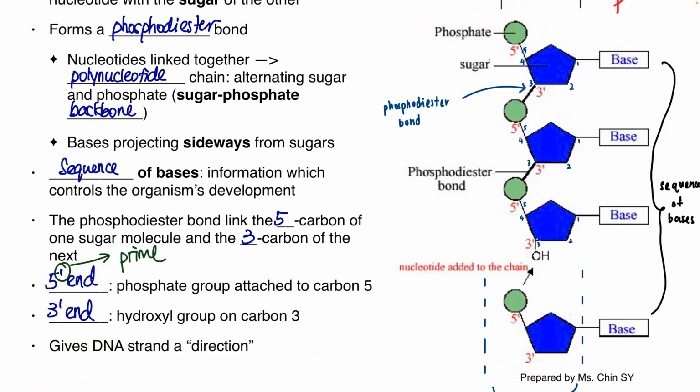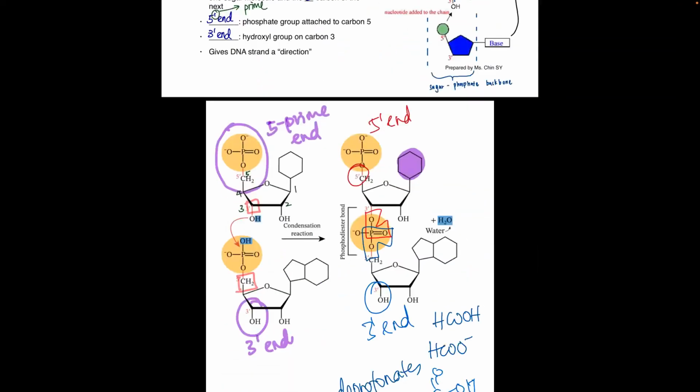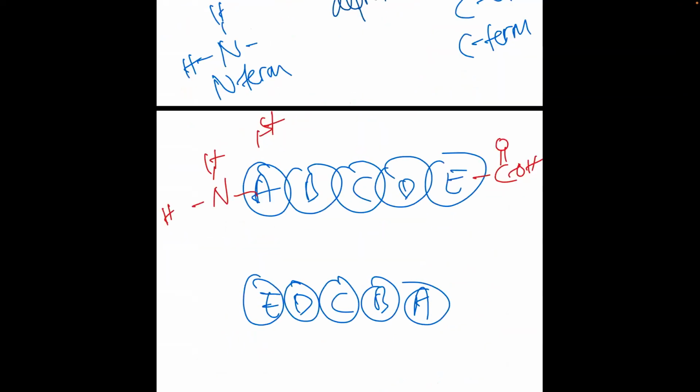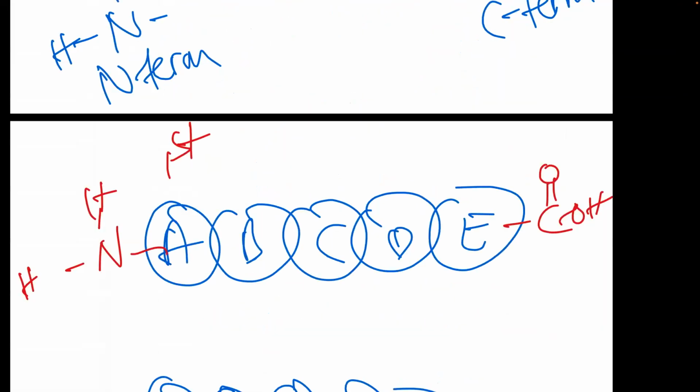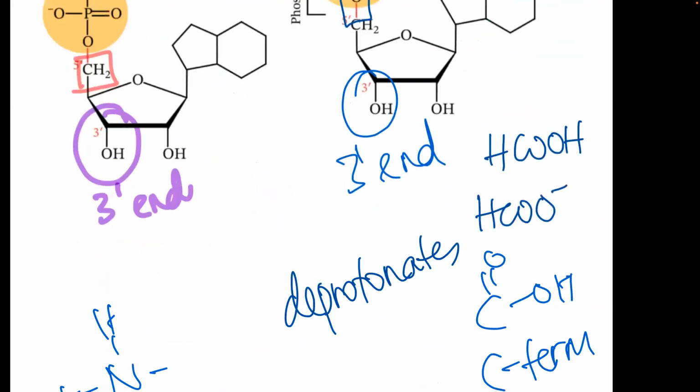Even for proteins, if you learn more in the future, you would learn that direction matters too. For example, what are the functional groups of amino acids? The R group is not a functional group. The R group may contain a functional group, but what are the main functional groups of an amino acid?